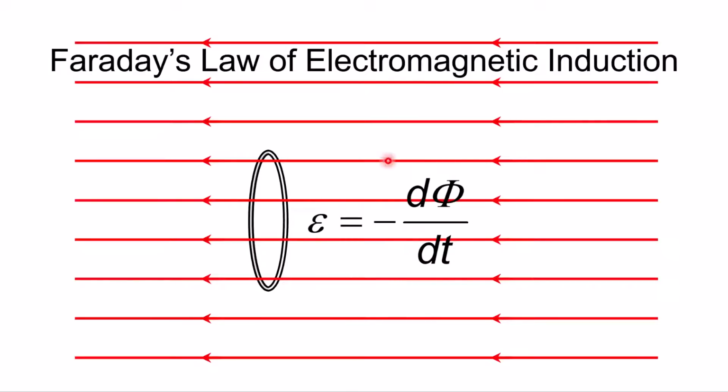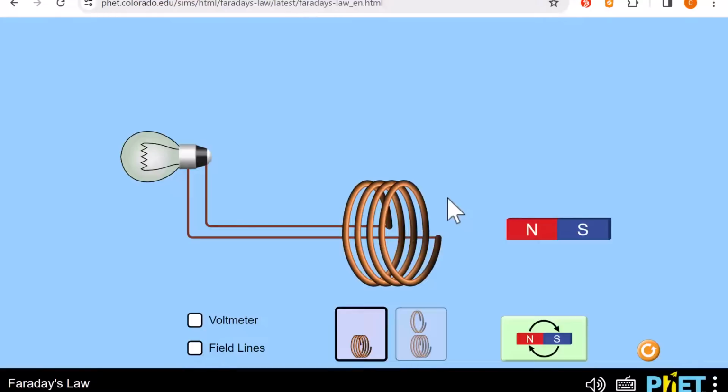So how did Faraday come to this conclusion that E is equal to negative dΦ/dt? Well, the law must be based on some experimental observations, right? So this one here is not exactly the experiment that Faraday did, but it illustrates the same observations. So I'm going to use this to explain.